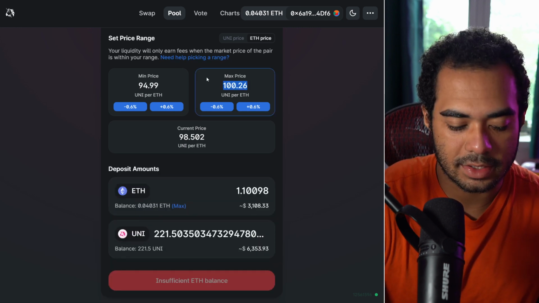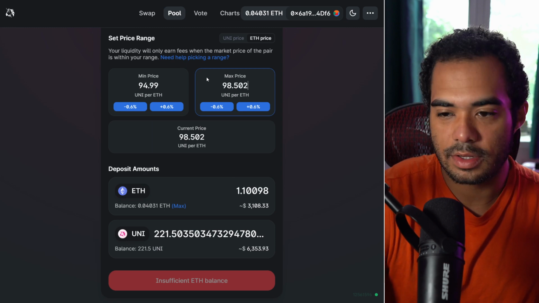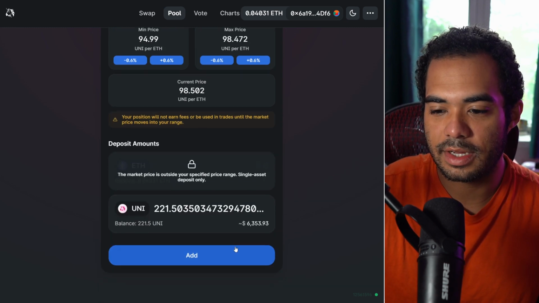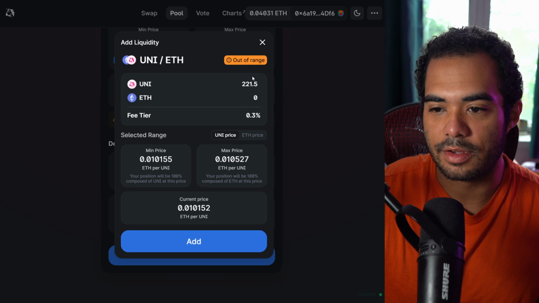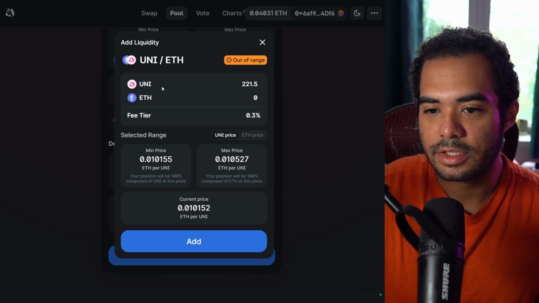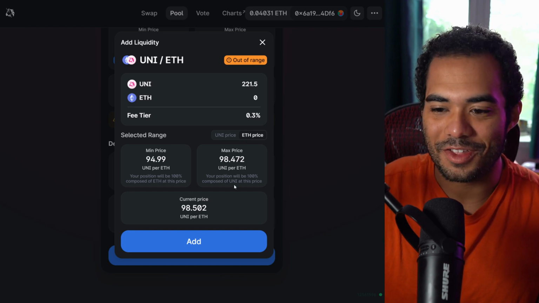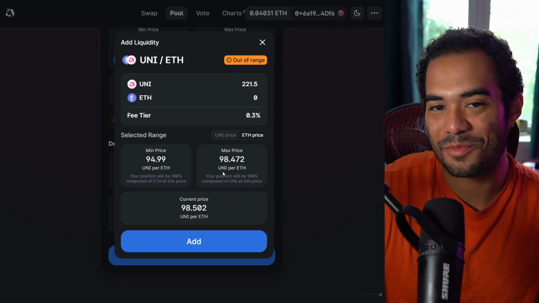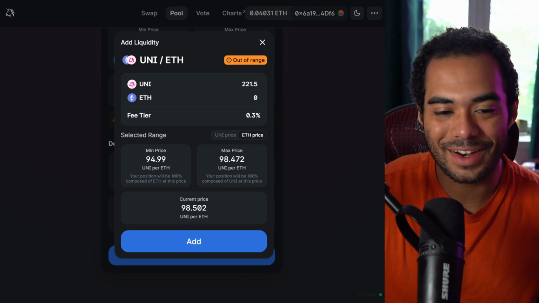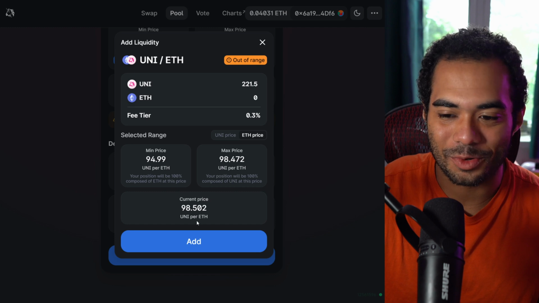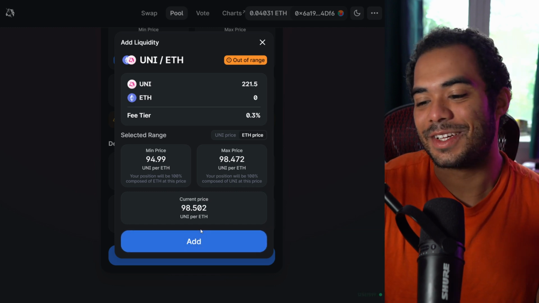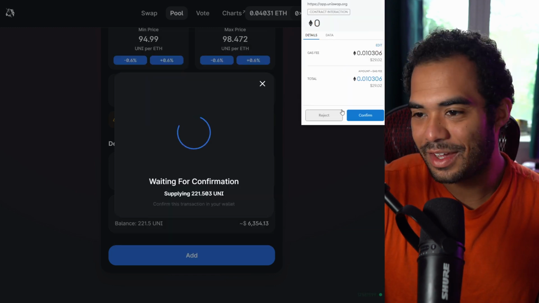Yeah, okay, I see. So I think what we can do is be as close to it as possible and still add most of that UNI, as you can see, right? Okay, there we go. So we're depositing 100% of my UNI, no ETH. The ETH price per UNI is 98.5. Let's just hope that it doesn't go any farther than this, because if it goes any further above 9.4, 9.5 right now, then I'm pretty much SOL. But I get it. So we're going to go ahead and add it.